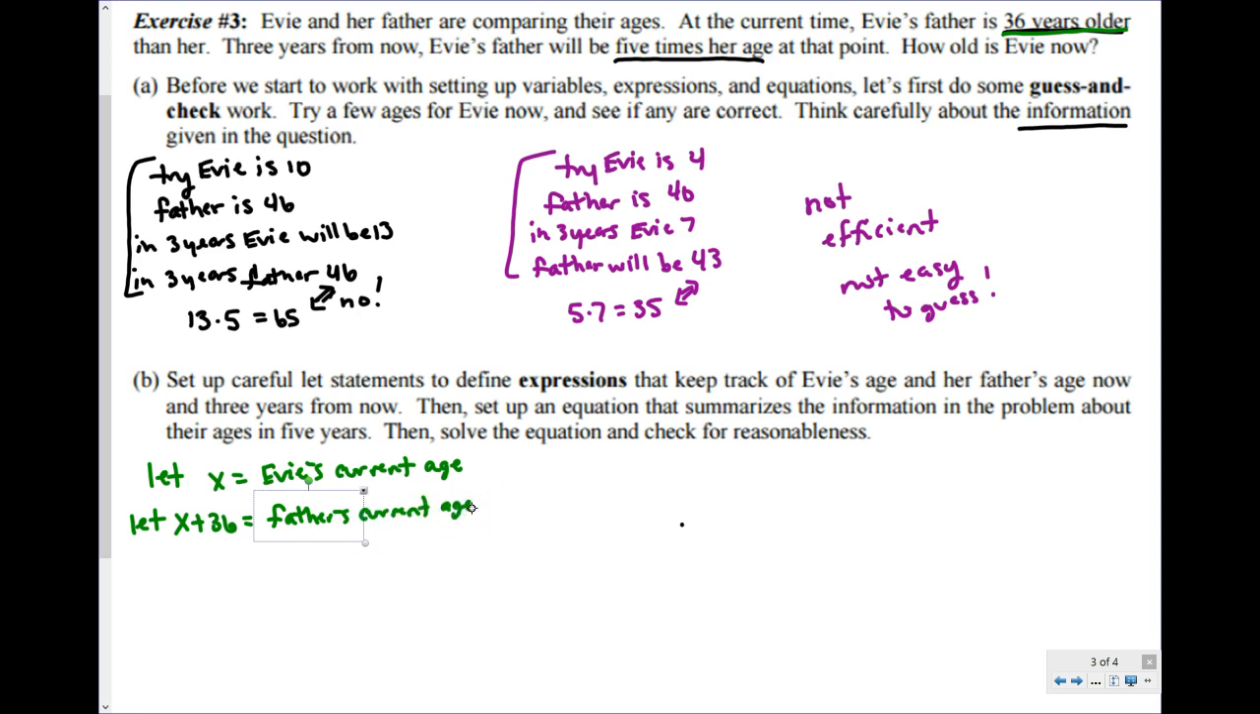Now let's fast forward 3 years. In 3 years, how old will Evie be? Well, if she's some age X now, if we just do plus 3, that will be her age in 3 years. What will her father's age be? Well, her father is right now x plus 36 years old. How do we add 3 more years? We'll just put plus 3.